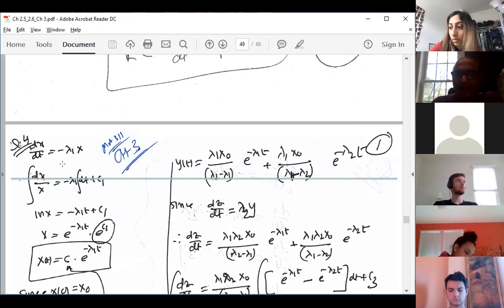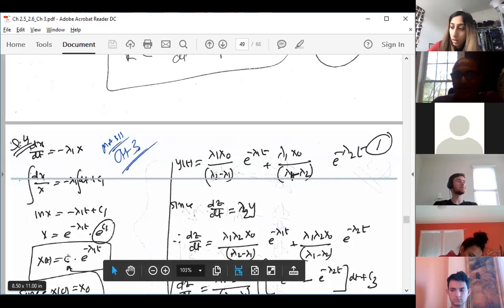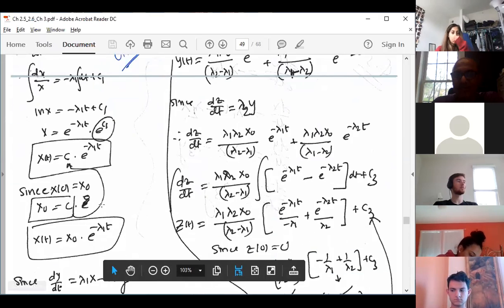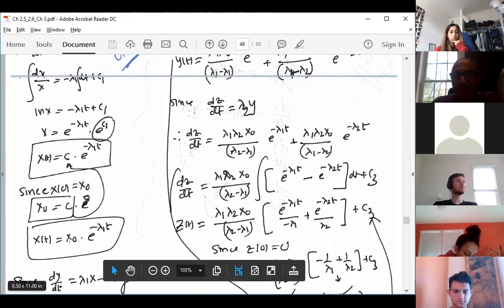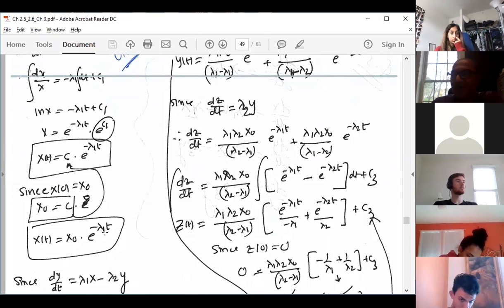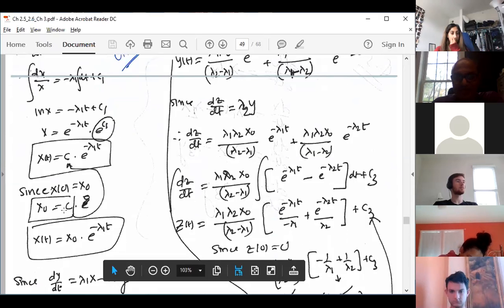dx by dt equal to negative lambda 1x. First equation. If you divide by x and dt to the other side, separable variable, so x equal to e to the power c, e to the power negative lambda 1t. That's the solution. You are given initial condition x at 0 equal to x0. So c equal to x0. Go back. So first equation solution is x(t) equal to x0 e to the power negative lambda 1t.